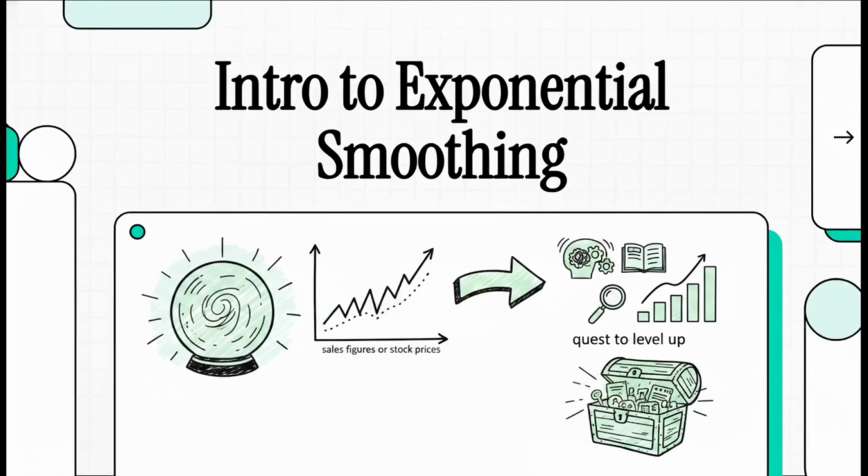Have you ever stared at a sales chart and just wished you had a crystal ball to see what's coming next? Well, you are in exactly the right place. Today, we're basically going to go on a quest to level up our forecasting game. We're moving from simple guesses to some really powerful statistical techniques, so let's dive right in.